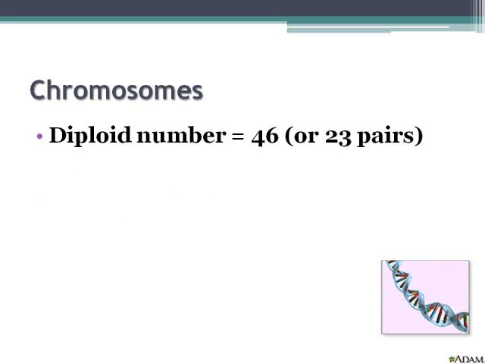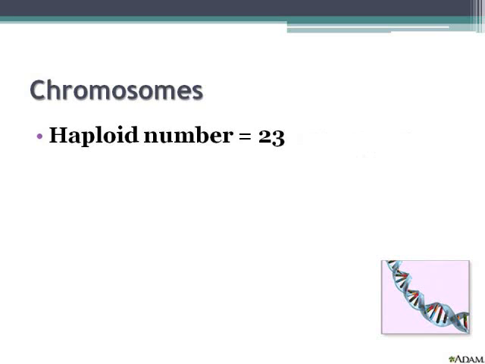Chromosomes have a diploid number of 46, or 23 pairs. That's the number of chromosomes in most cells. There are 44 autosomes, 22 pairs, and 2 sex chromosomes, or 1 pair.